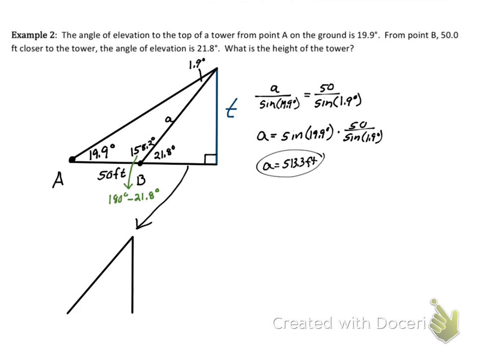So this is just that smaller triangle where this is B. This is 21.8 degrees. Our A is now 513.3. This is still 90 degrees. This is still my T. And that is all the information I need because that is a right triangle. Which one of my trig functions deals with opposite and hypotenuse?